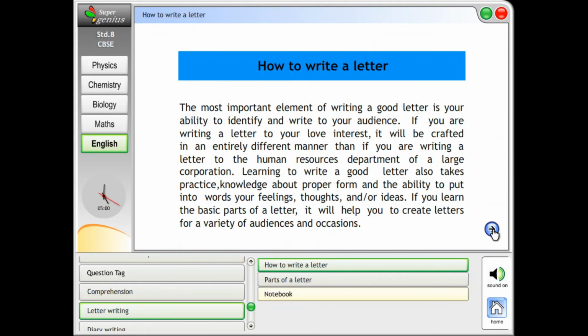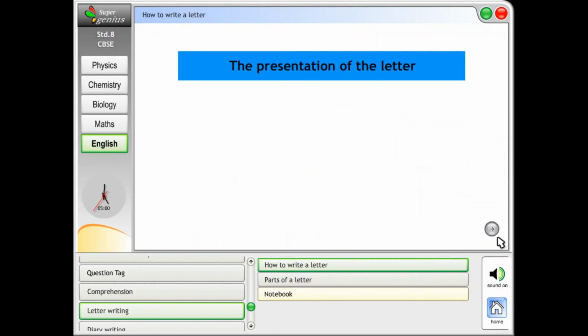Learning to write a good letter also takes practice, knowledge about proper form, and the ability to put into words your feelings, thoughts, and/or ideas. If you learn the basic parts of a letter, it will help you to create letters for a variety of audiences and occasions. The presentation of the letter.